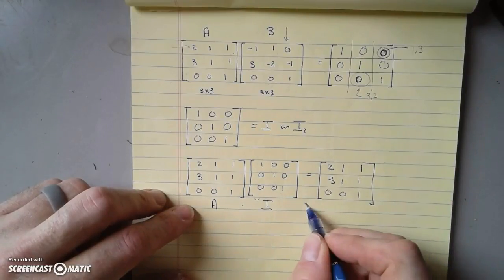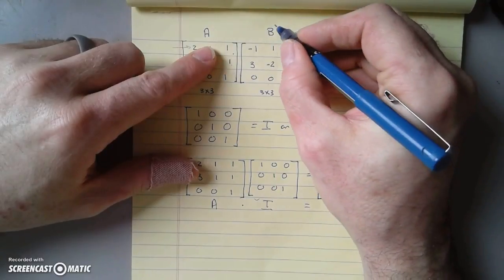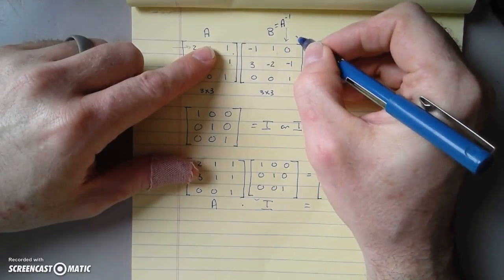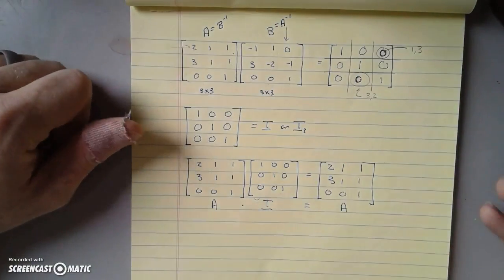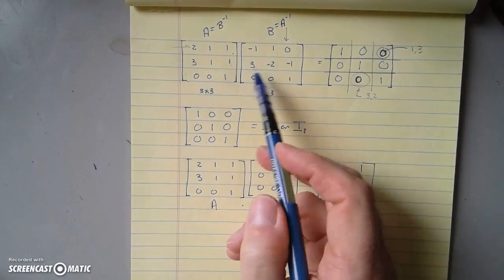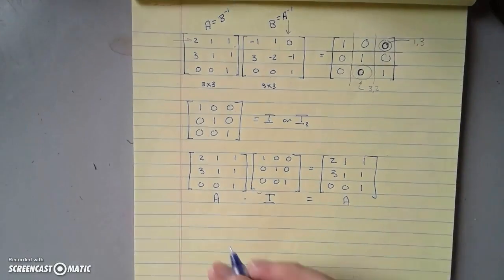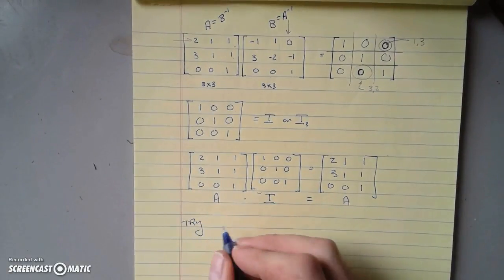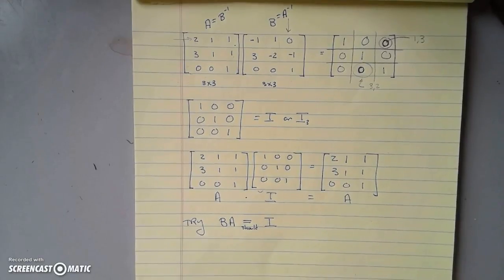A times I equals A. And this means, thinking in the context of the previous video, that B is A inverse. Or conversely, A is B inverse. Right? They're both inverses of each other. And you can multiply these two in either order that you want, and you should get this result. So you could try on your own doing B times A. It should equal I. Well, it's a good test to see how you're doing.